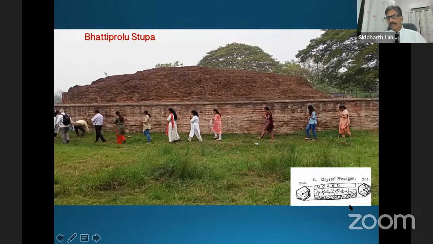On the right side, you can see the inscription on the crystal hexagon. This is what you call quartz, right? It is a very, very hard material, just like glass. And you can think how difficult it must be to inscribe on that. The entire hexagonal crystal was inscribed with the teachings of the Buddha. And in the other inscriptions, the names of the donor and his family members were given. So that is to be seen.